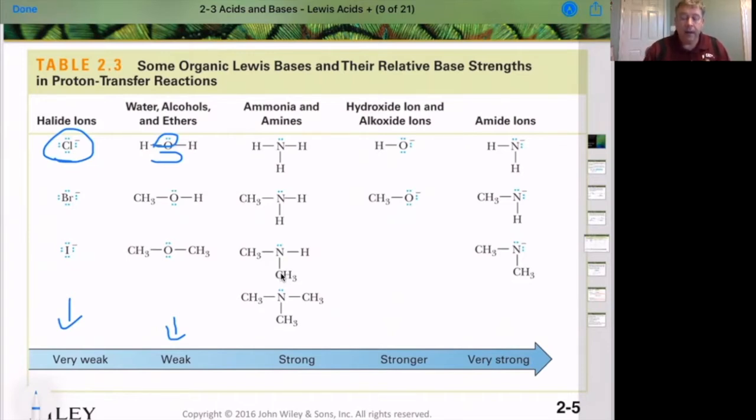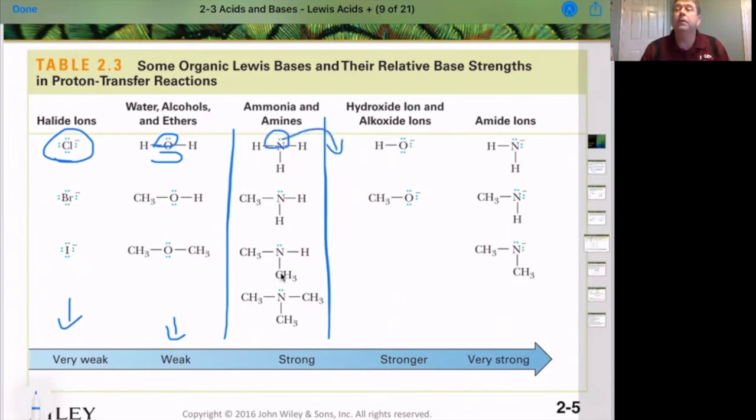Once we move those electron pairs off of oxygen and onto nitrogen, we tend to get stronger Lewis bases. In the case of ammonia and the amines, the lone pair is on nitrogen, and these lone pairs are a little bit easier to donate, which makes them stronger Lewis bases to form that new covalent bond and a positively charged amine compound.